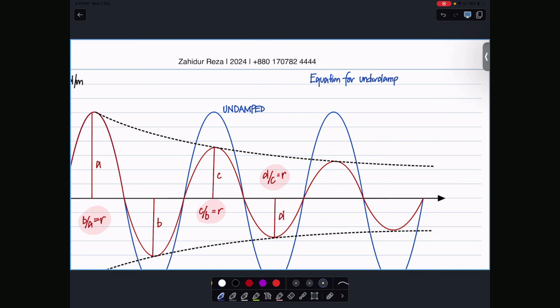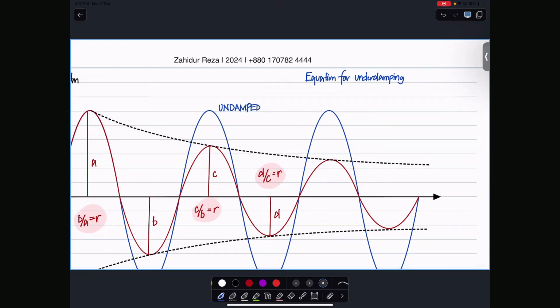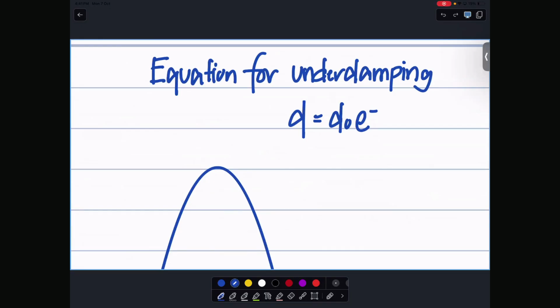So what is the equation for underdamping? It is going to be... আমি এই লাইনের ইকুয়েশনটা বলতেছি। So এইটার ইকুয়েশনটা হচ্ছে d equals d naught e to the power minus bt. আচ্ছা, this is the equation. D equals d naught e to the power minus bt, where b is called the damping coefficient.